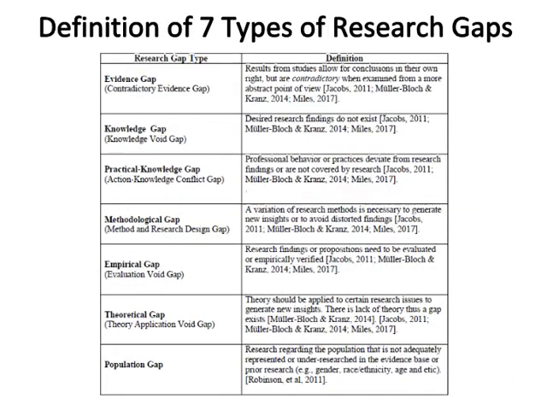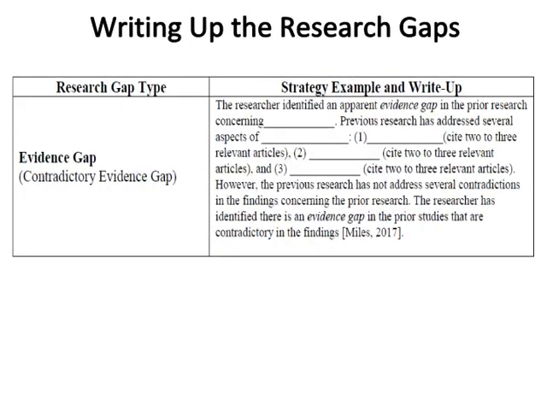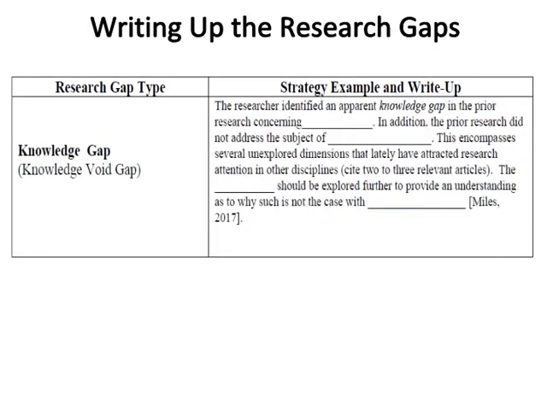Definitions of the 7 types of research gaps are given in a table just as a reminder. Writing up the research gaps: evidence gap, look at the strategy, example and write-up. Here you can see some sentences with blank spaces in which you can fit words related to your study. Knowledge gap, look at the strategy, example and write-up. Here you can see some sentences with blank spaces in which you can fit words related to your study.